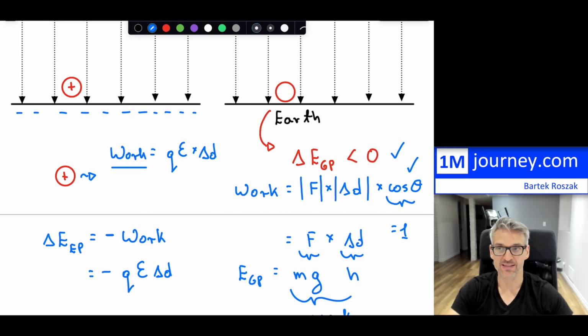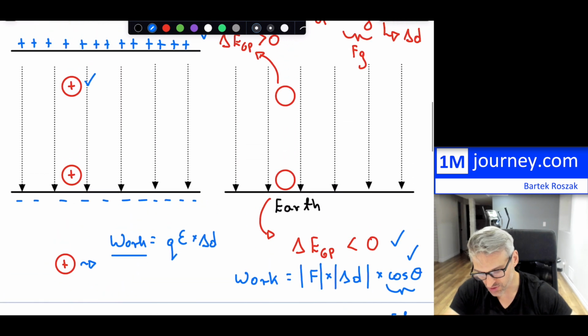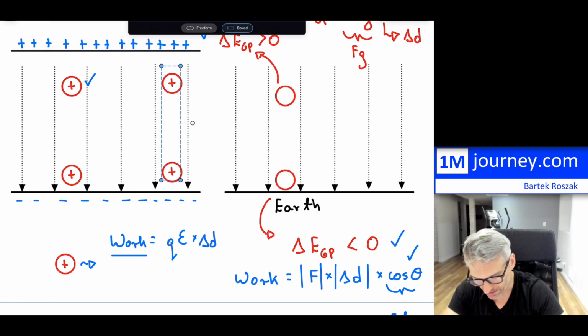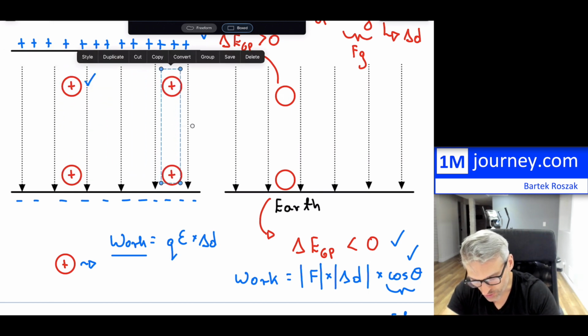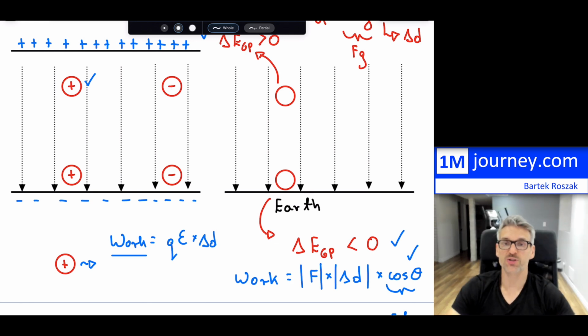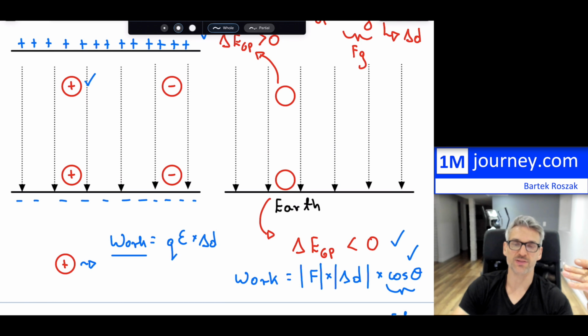Well, in that case, if it was negative charge, so if I take these two, I'm going to duplicate it. Okay, I'll put them over here, and I'm going to now remove. So what if it was just now a negative charge? Well, now think about what happens, right?